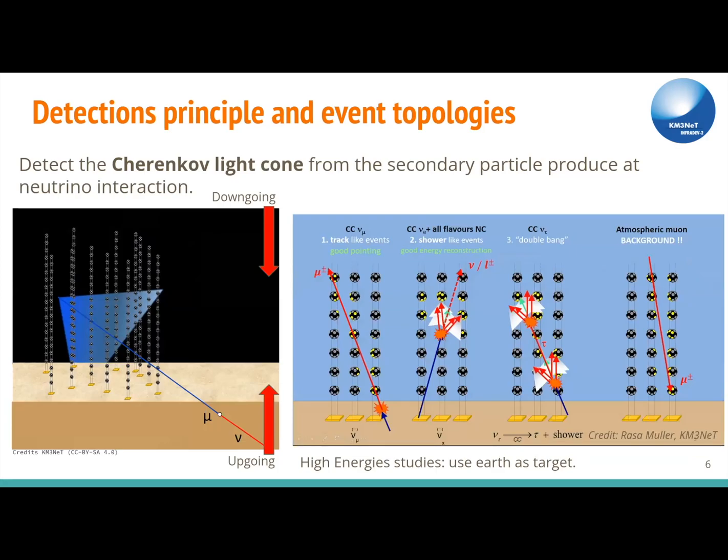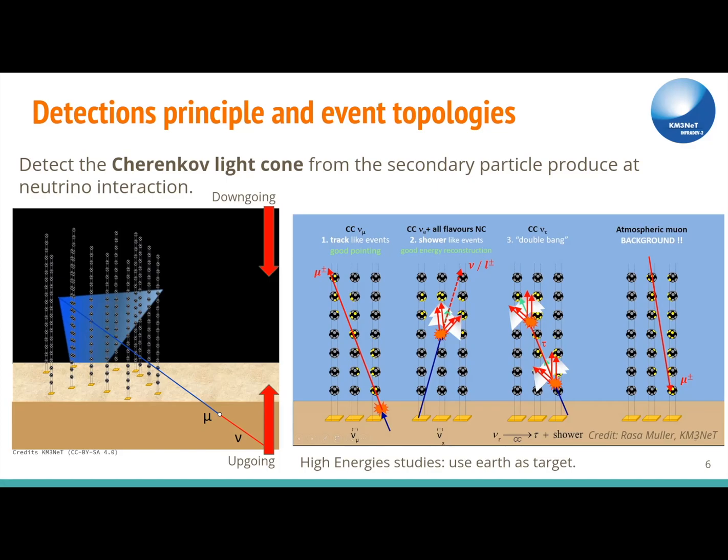So how are we doing the physics? We are using the Cherenkov light cone produced after the interaction of the neutrino. If it is a muon neutrino, it will produce a muon. And this muon, traveling faster than light in the water, will create Cherenkov light. And with our PMT array, we will try to detect it.